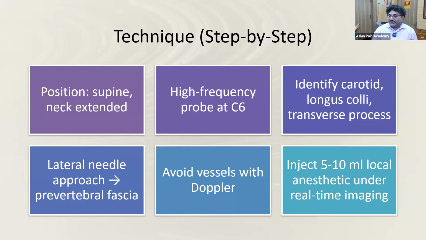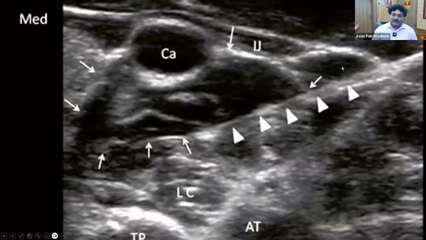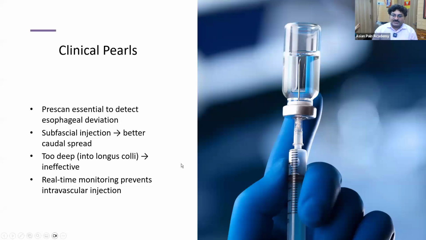In fact, if you are injecting at the C7 level, then you can inject a very small volume. 3 to 5 ml is good enough, and if you are going at the level of C6, usually you can go between 7 to 10 ml of the drug. So this structure you can see here. This is the carotid artery. This is the longus colli. This is the anterior tubercle, and here is the needle going just above and injecting just above the longus colli muscle. Okay, don't go deep inside the longus colli.